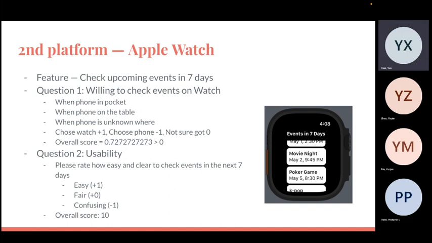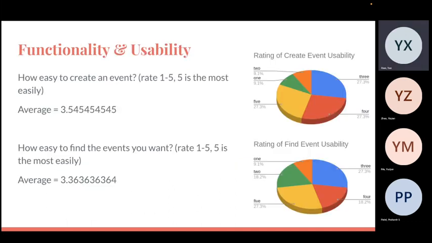Now let's talk about our mobile app MVP. The first part I want to talk about is the functionality and the usability. There are two main features we mentioned about our app, which are creating events and finding the events you want. So we gave the app to the interviewee and gave them two tasks. The first task is: imagine that you are a club leader and you want to do a movie night today, and now please create the event on the phone.